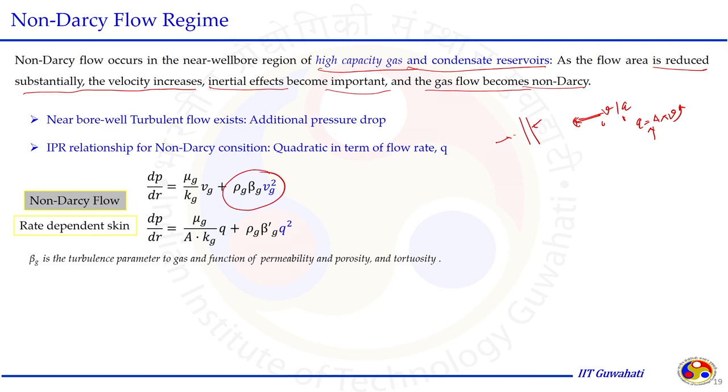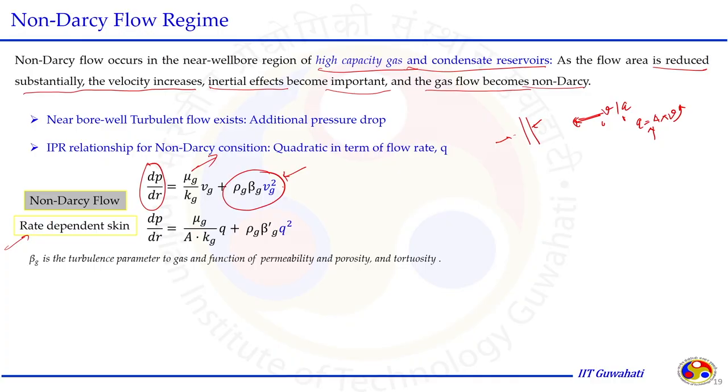So the pressure drop happening near the wellbore region will be because of two factors. One is normally the Darcy law, and another is the deviation from Darcy law in terms of non-Darcy flow. And this non-Darcy flow is the rate dependent skin, also called rate dependent skin. It is another type of pressure drop that is happening near the wellbore region. So near the wellbore region, turbulent flow may exist and there will be additional pressure drop. This is a situation that may happen or may not happen.